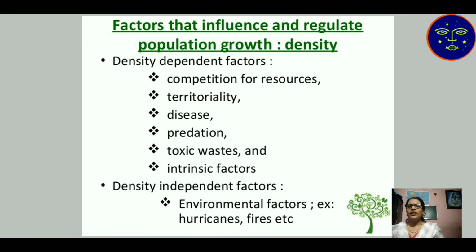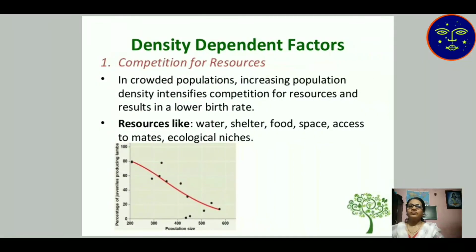Factors that influence and regulate population growth are density dependent factors: competition for resources, territoriality, disease cycles, predation, toxic wastes, and intrinsic factors. And density independent factors are environmental factors, for example hurricanes and fires, which influence population growth. Density dependent factors include competition for resources. In a crowded population, with increasing population density, competition takes place, intraspecific or interspecific, for resources like water, shelter, food, space, access to mates, and other ecological needs.